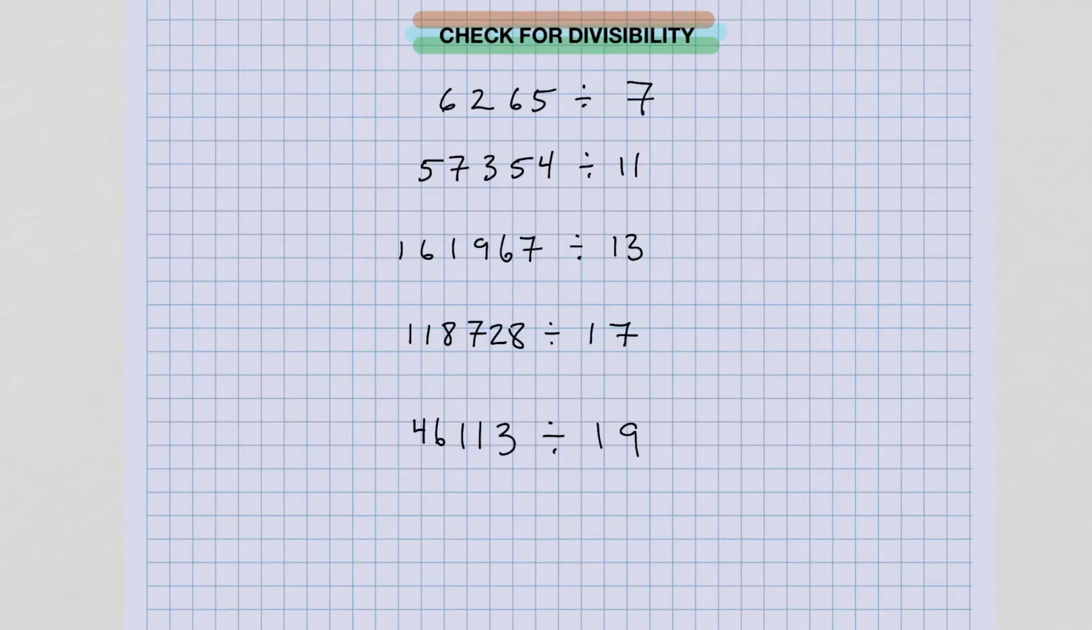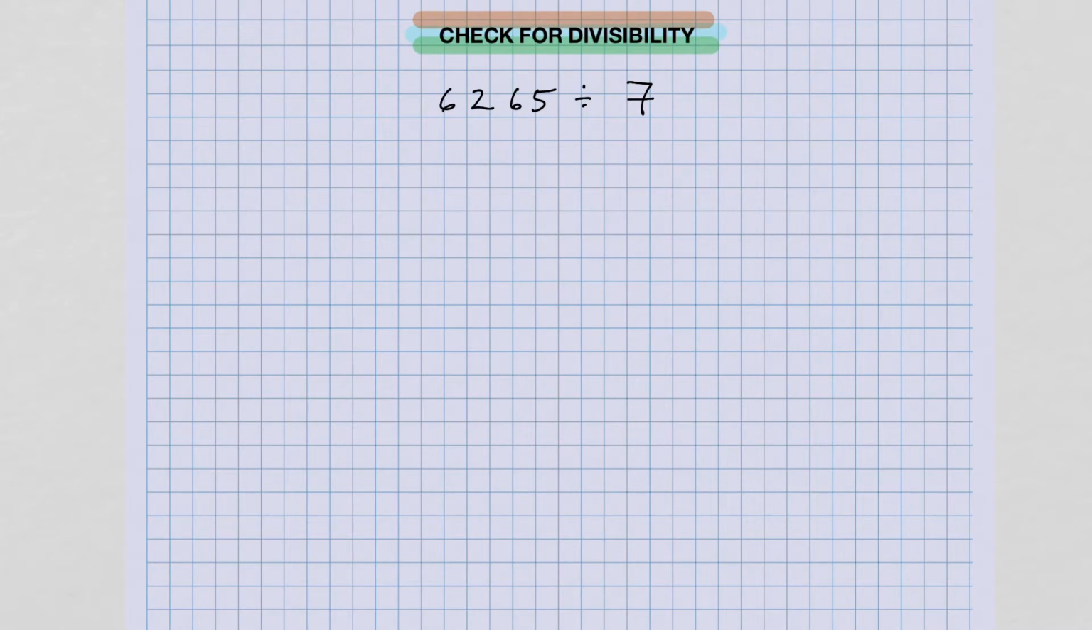Good day. Let's check for divisibility by these prime numbers: 7, 11, 13, 17, and 19. Alright, first problem, 6,265. Is this number divisible by 7? Okay, we're not dividing by 7, we're checking for divisibility.